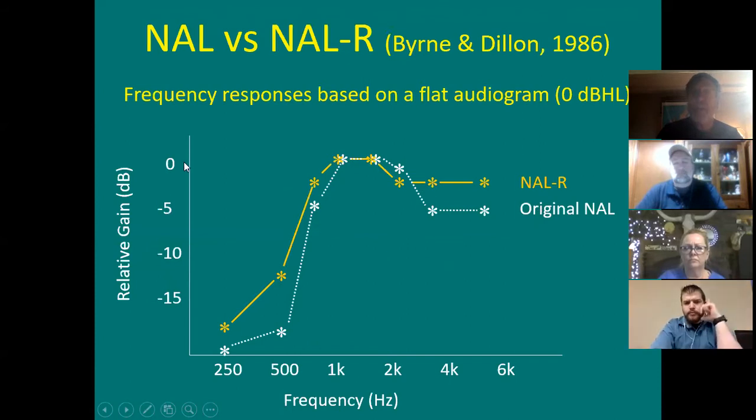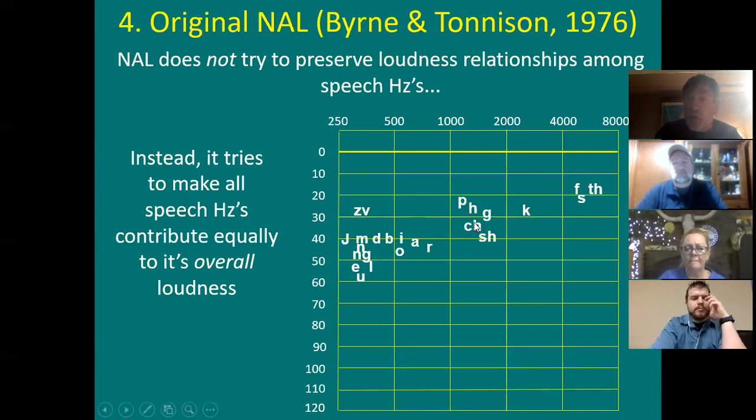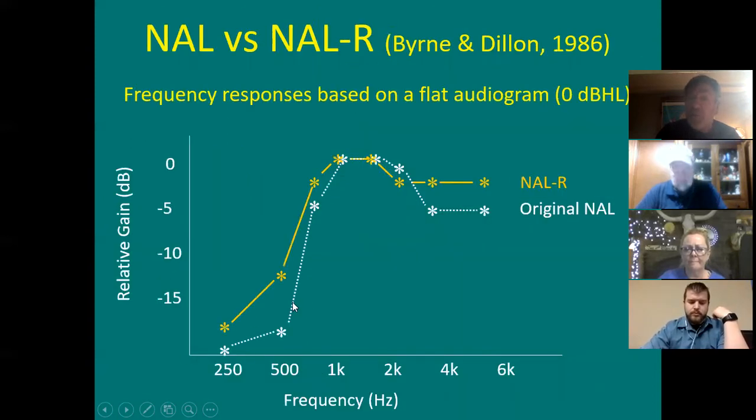So pretend you have no hearing loss. You have 0 dB hearing loss. To hear all the frequencies of speech equally loud, okay, in order to hear all these speech frequencies equally loud, you'd have to decrease these by about 15. And you'd even decrease the highs a little bit.